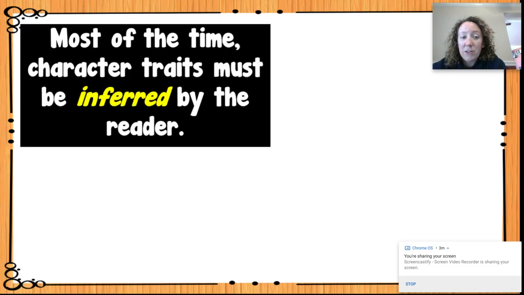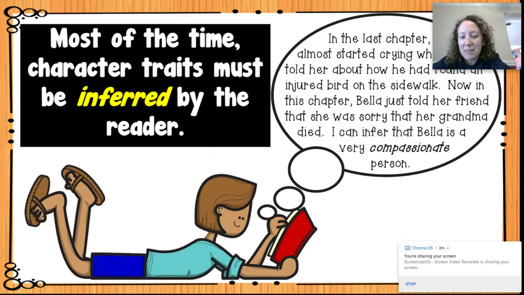Most of the time, character traits must be inferred by the reader. When something's inferred, it means that the author is not directly saying, this is the character trait of the person. You have to read between the lines to figure out what they're trying to say.